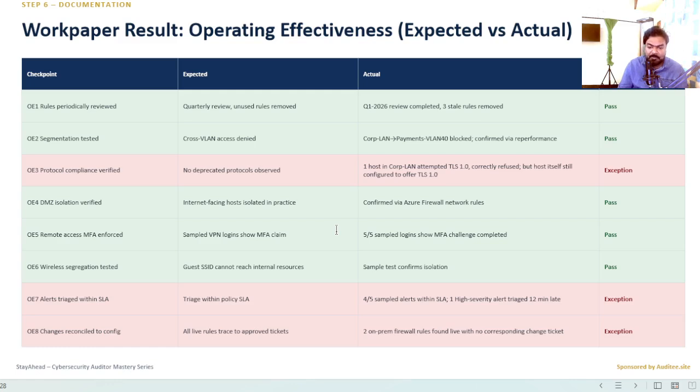OE5 remote access MFA enforced, 5 out of 5 sample logins show the MFA challenge completed, pass. OE6 wireless segregation tested, confirmed by sample test, pass. OE7 alerts triage within SLA, 4 out of 5 sample alerts were within SLA, but one high severity alert was triaged 12 minutes late, exception. And OE8 changes reconciled to config, 2 on-prem firewall rules were found live with no corresponding change ticket, exception. So operating effectiveness gives us 4 exceptions. Let's dig into the most serious one next.